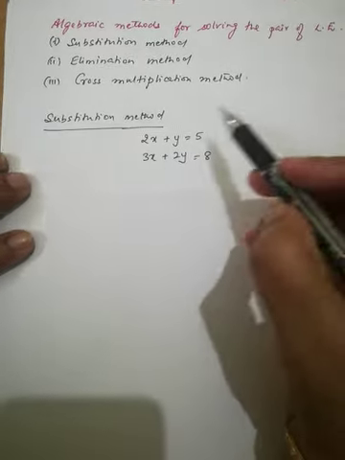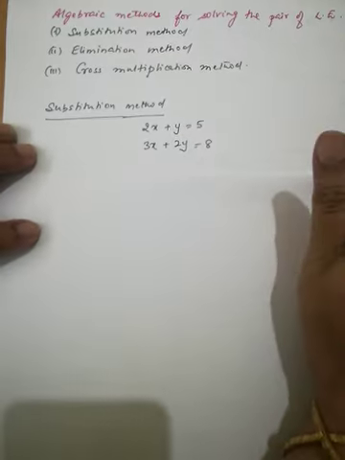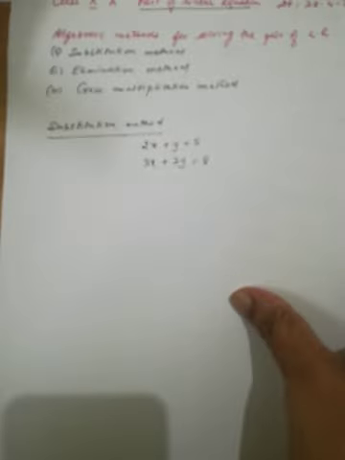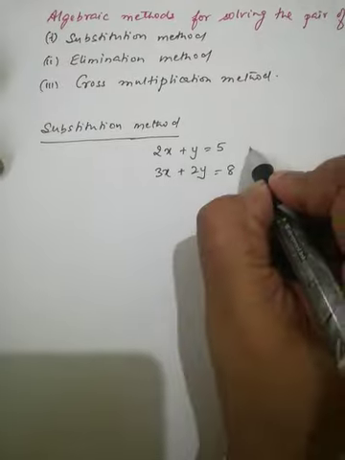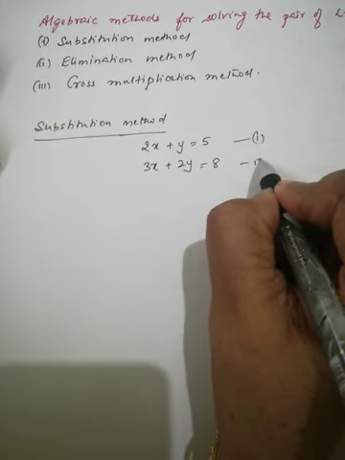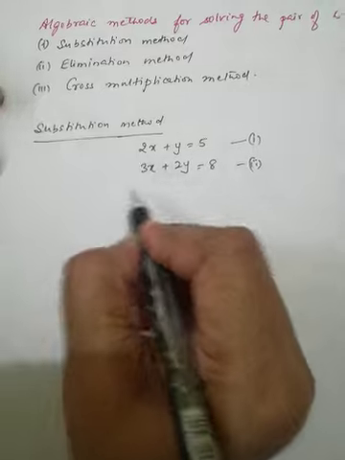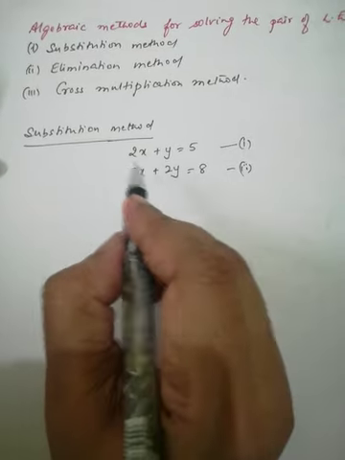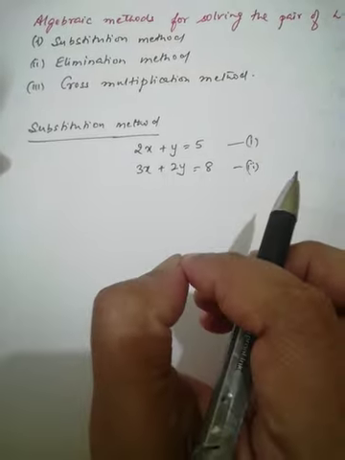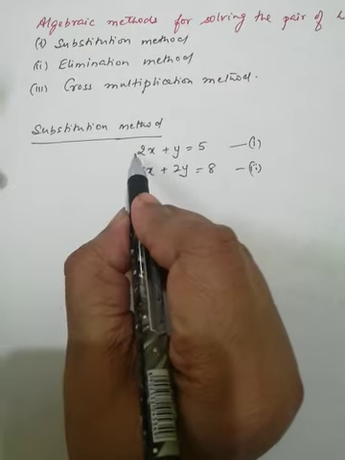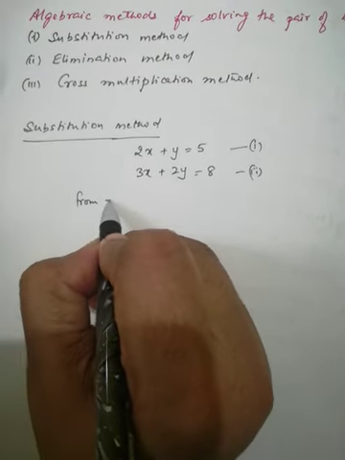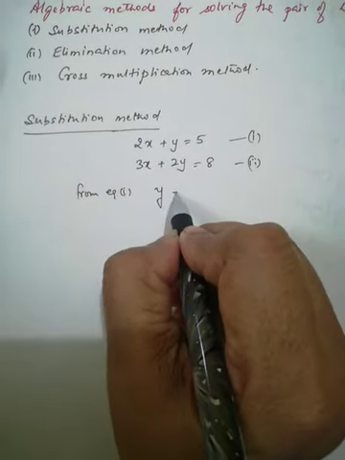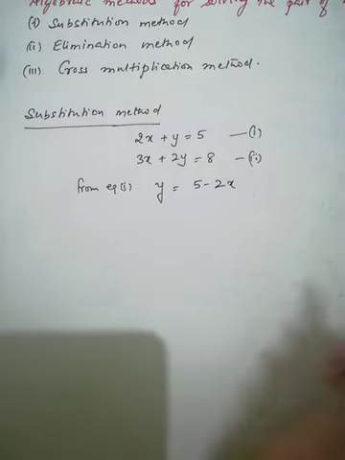Substitution method, as its name shows, something has to be substituted, right? So let me tell you. This is an equation I have taken. Let me name it as 1 and another equation as 2. From any one of the equations, we can take the value of x or y. I will take y because in this it is easy to get y. So from equation 1, y can be written as 5 minus 2x.